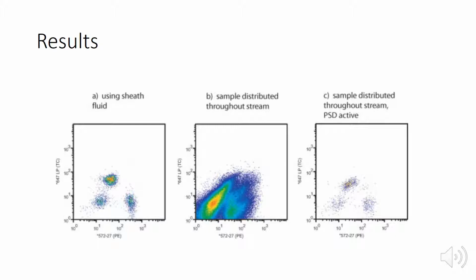The first graph on the left displays the results from a traditional flow cytometer with sheath fluid core. Three populations of cells are easily distinguishable: CD4, CD8, and cells with both labels. The second and third graph represent the same data but using the VCFC approach. The middle graph is the results with the PSD gate inactive, whereas the right graph has the PSD gate active.